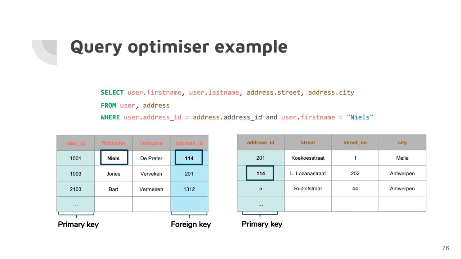I have my user table, I have the address table, and then I have a query here. It's a join with a join condition. So what does this query ask? What do you express with this SQL query?